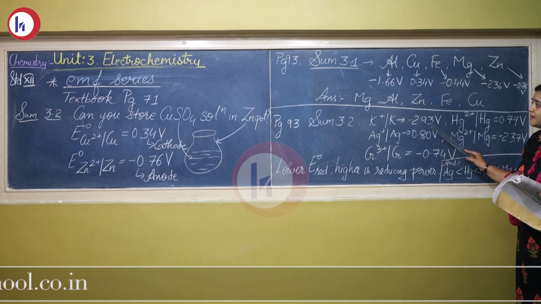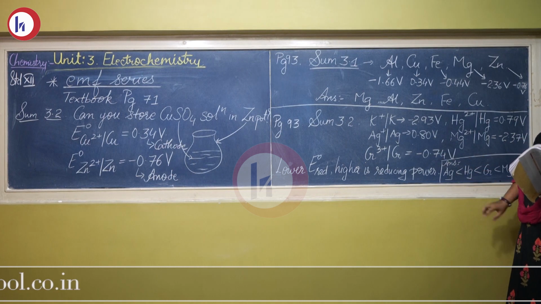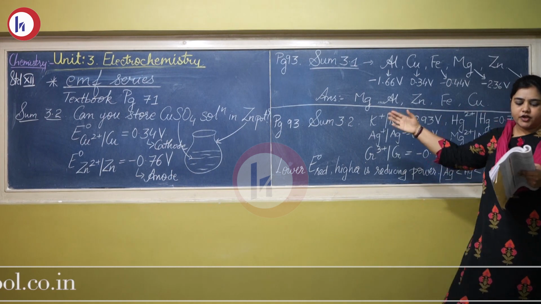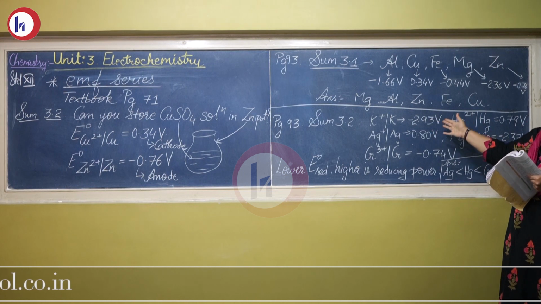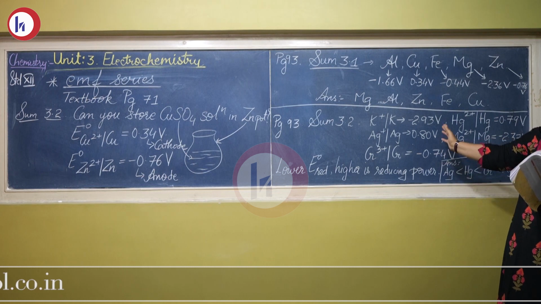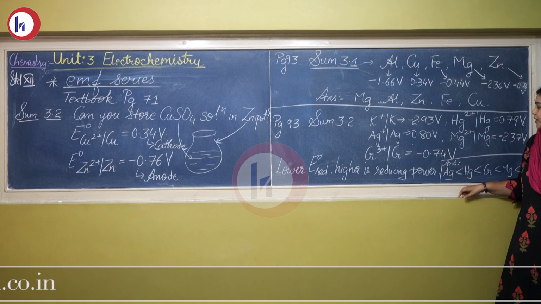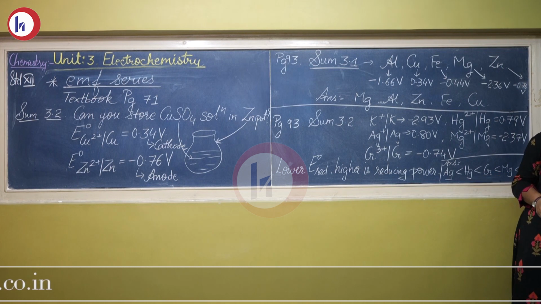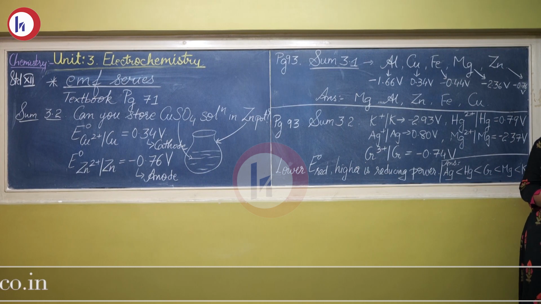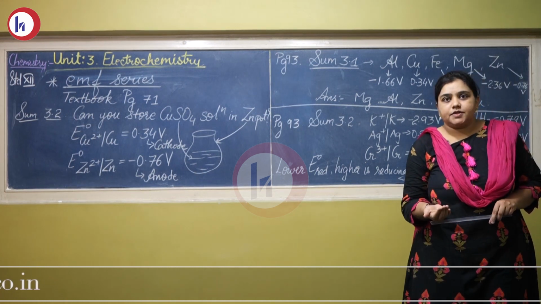Subsequently, there is another sum given on page number 93, the next sum number 3.2. Given are the standard electrode potentials of the following half cells: potassium, silver, mercury, magnesium and chromium. Arrange these metals in the increasing order of the reducing power. What do you mean by reducing power? That is their ability to reduce other substances.